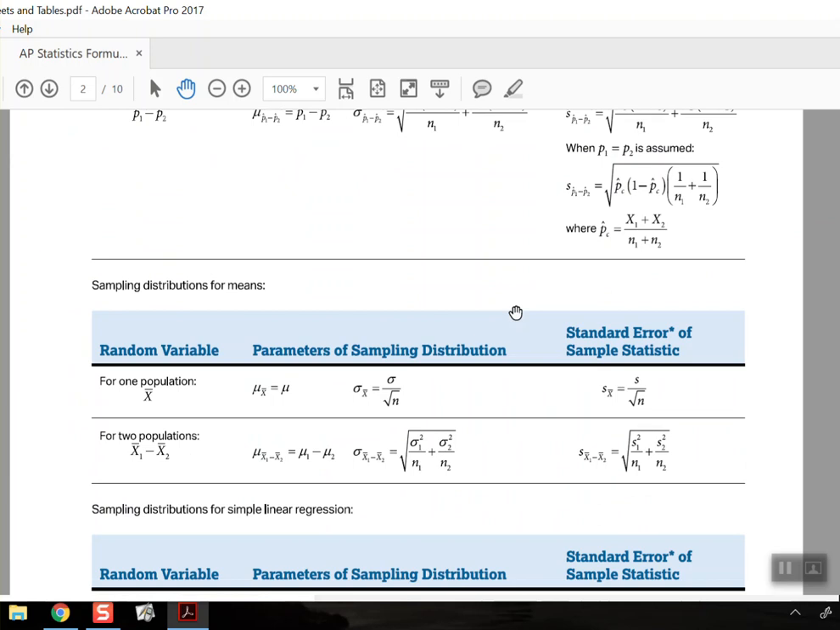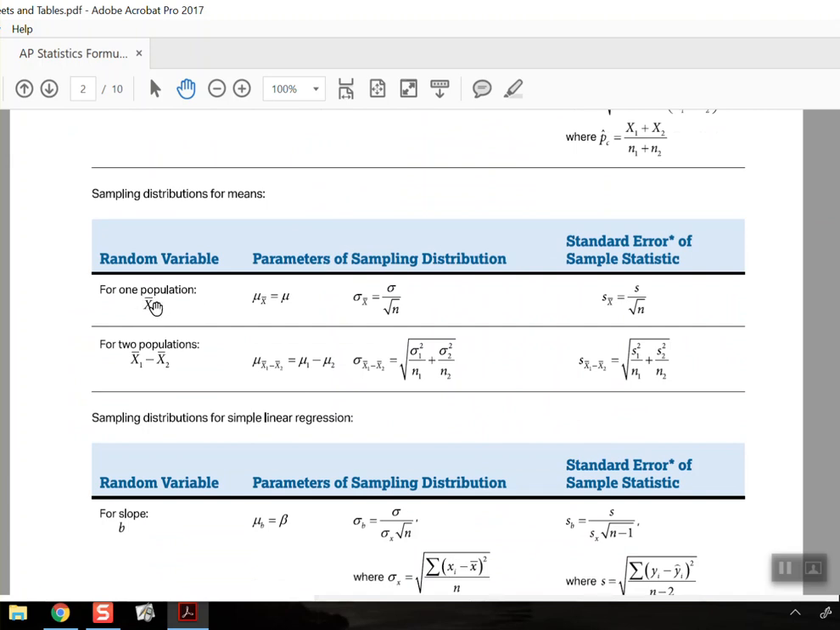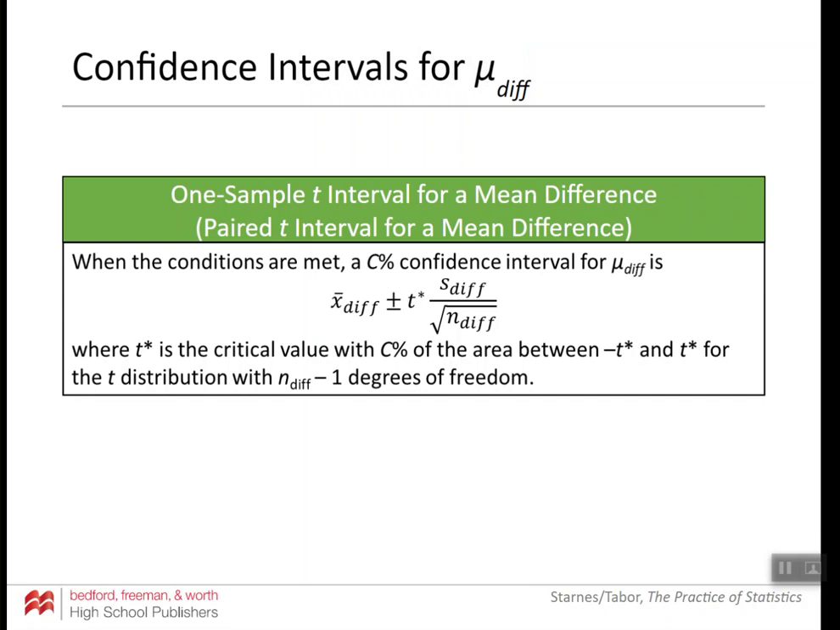In this case, instead of just having x bar, we have x bar sub d, or the mean of the differences. Instead of having the standard error be the standard deviation over the square root of n, we have the standard deviation of the difference over the square root of the number of differences, or the number of pairs. T star is the critical value, with C% of the area between negative T star and positive T star for a T distribution with n-1 degrees of freedom. Remember that for paired T intervals, n is the number of pairs.